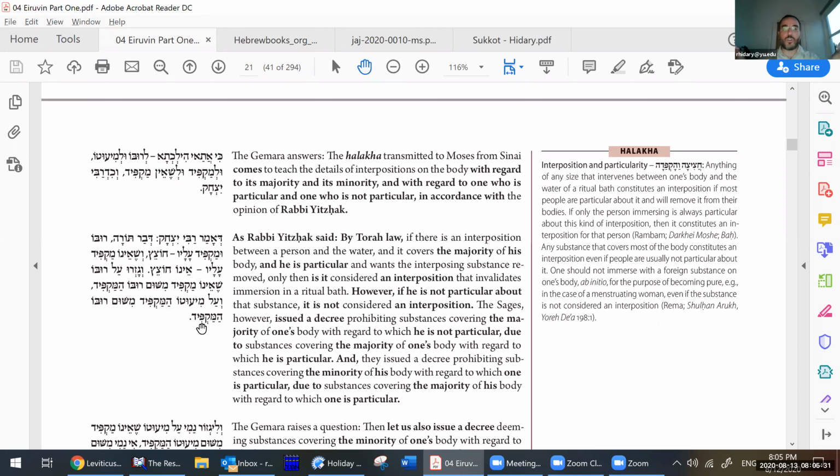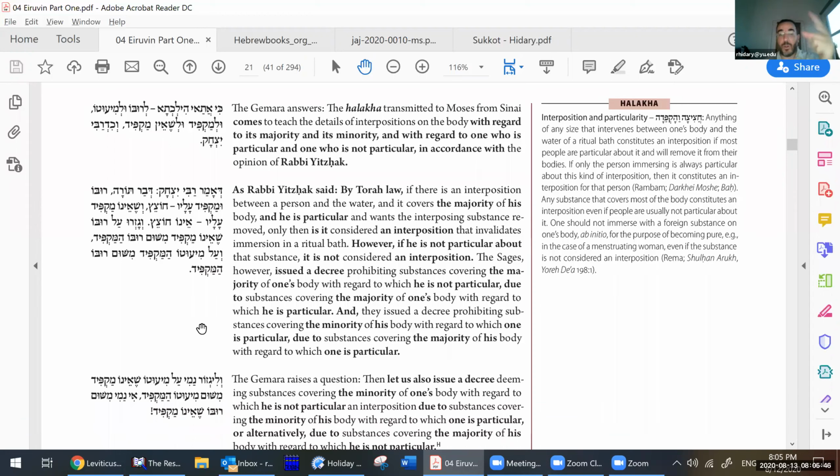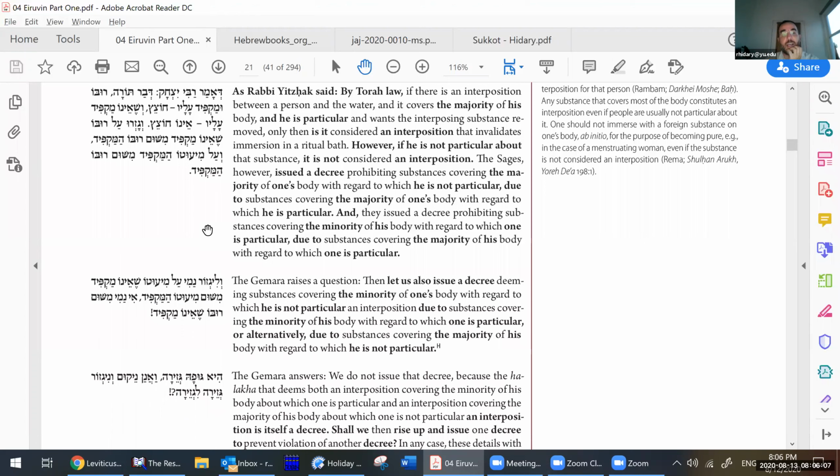In other words, although according to Torah law, in order to be a chatzitza, it has to cover most of your body and it has to be something you don't want there, the rabbis said, no, either one is going to make it a chatzitza. But what's excluded from this rabbinic decree? If it covers only a small part of your body and it's something you want there. For example, nail polish. That's the classic example. Nail polish, only a small amount of your body, and this nice fresh nail polish, not chipped. A woman wants it there. So in that case, there's no gezerah.